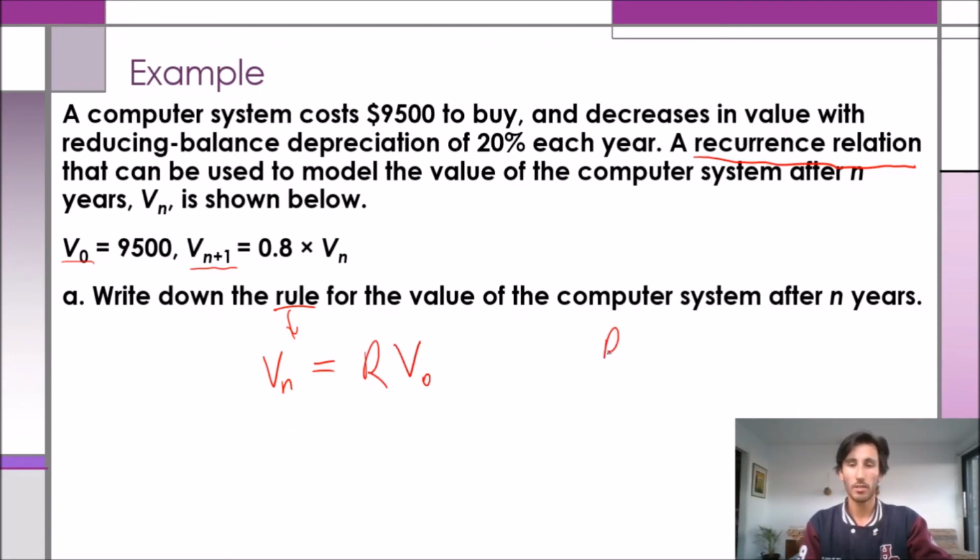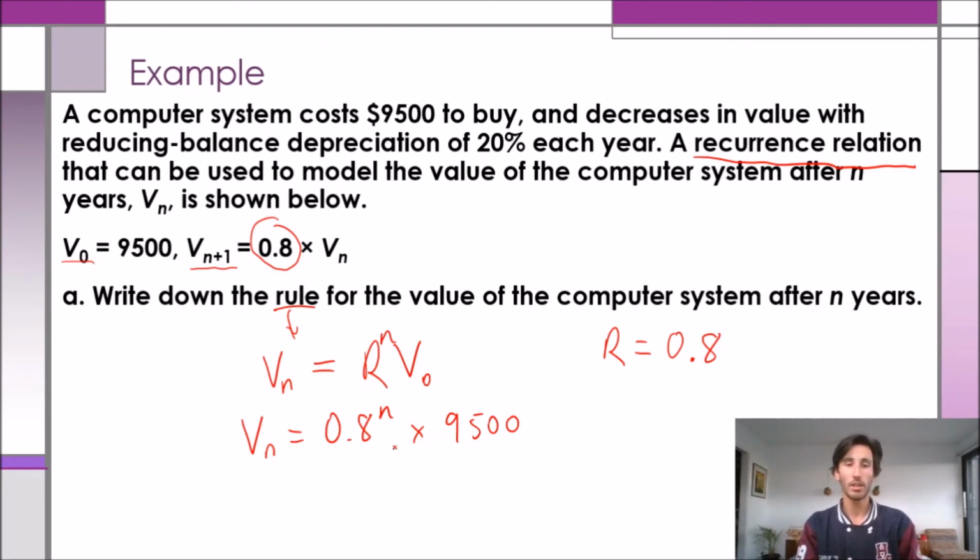Now, our rule for reducing balance depreciation, we know it's going to be R to the power of n times V0. Now, what's R? Well, we can actually find it from here. R is 0.8. And what's V0? Our V0 is 9,500. So Vn is equal to 0.8 to the power of n times 9,500. So that's how we rewrite a recurrence relation into a rule.